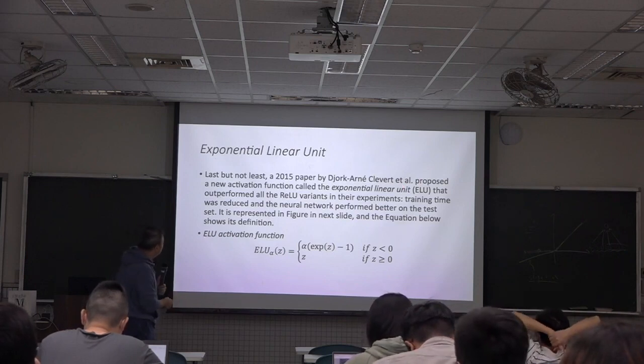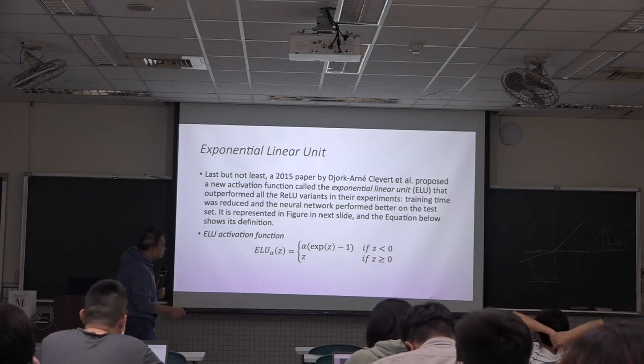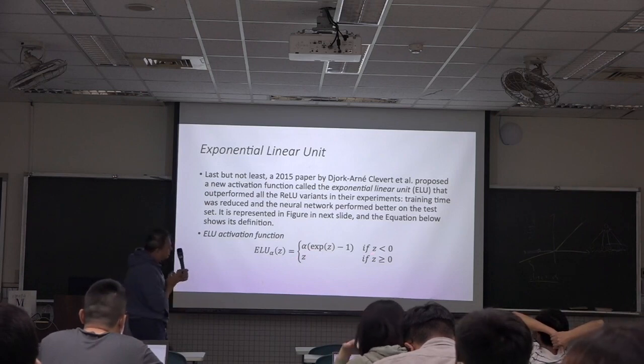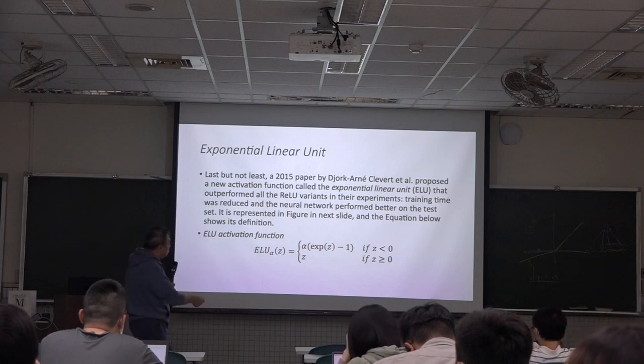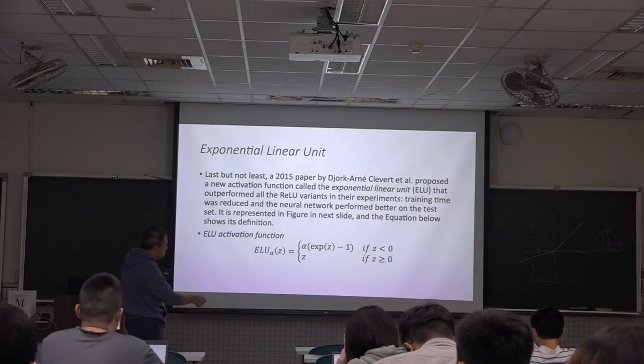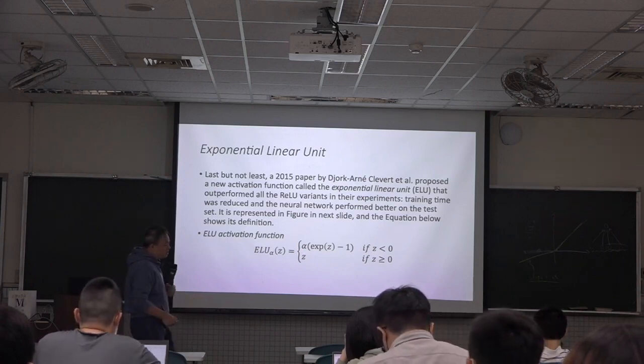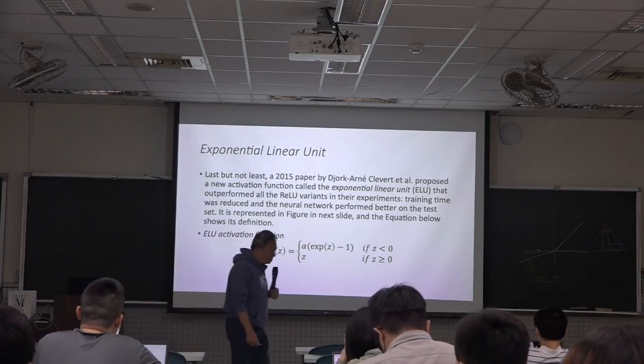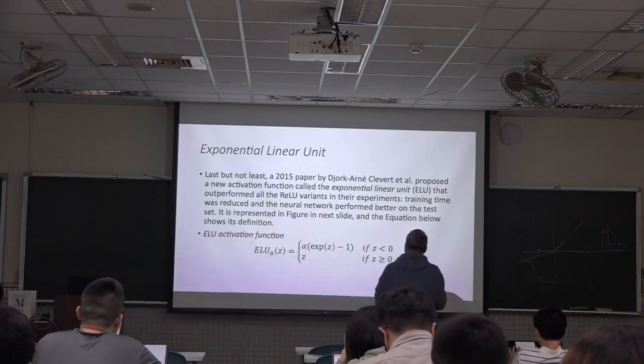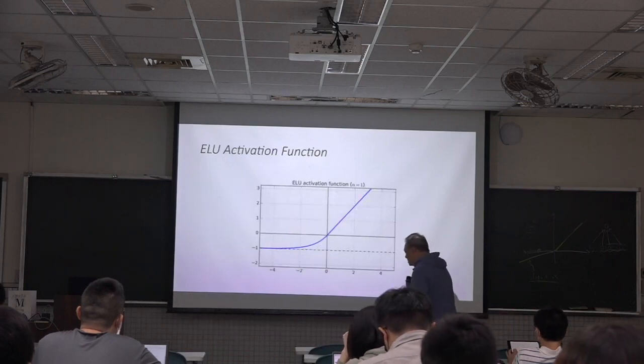So what is this ELU? ELU looks like this. When z is greater than or equal to 0, it's just z. When z is greater than 0, it's the same as ReLU. But when z is smaller than 0, it's alpha times exp(z) minus 1. This alpha value is adjustable, but a lot of the time we set it to be 1. So it looks like this.